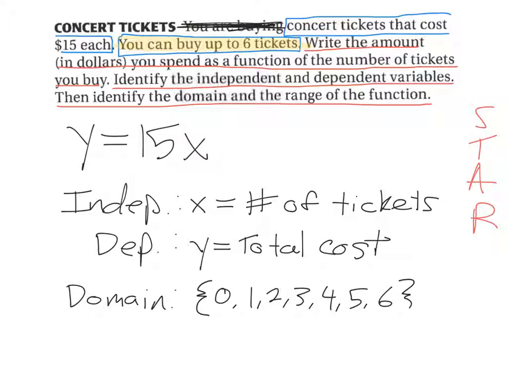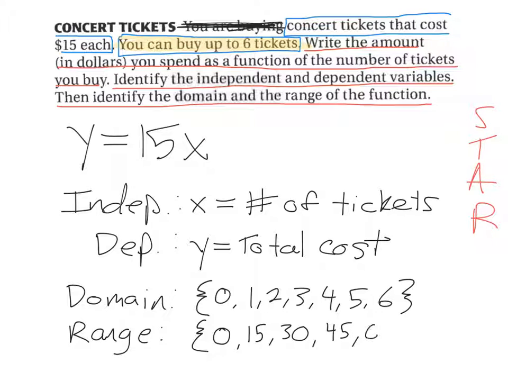Right? Now my range, I can't tell my range really from reading this problem, but I can do a little bit of math to figure it out. I know if I put 0 in as my input, my output will also be 0. 15 times 0 is 0. If my input is 1, my output is 15. If my input is 2, my output is 30. If my input is 3, my output is 45. 15 times 3. 15 times 4 is 60. 15 times 5 is 75.